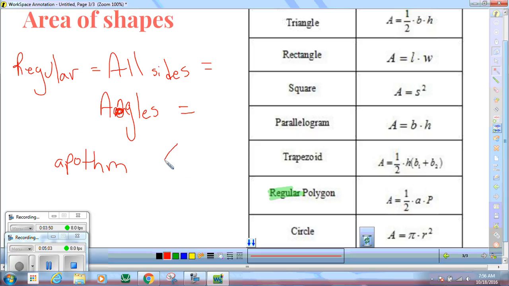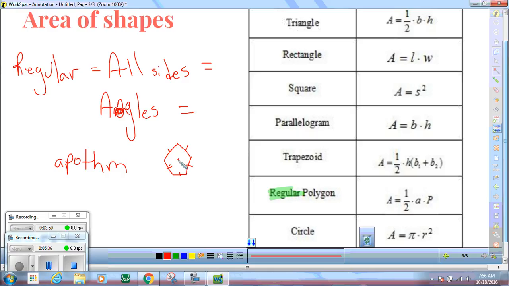For example, if I have a regular pentagon, pentagons have 5 sides, and if it's regular, it's got 5 equal sides, and all 5 angles are equal. The apothem goes from the point in the center of that shape. Because all the angles and all the sides are equal, there is a point that is dead center of the shape, exactly halfway between here and here and here and here.